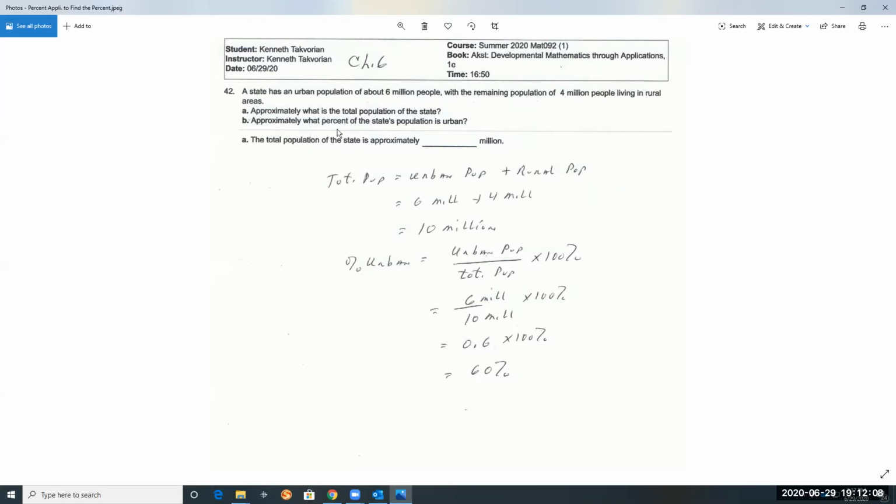What percent of the state's population is urban? What part of all is urban? So to find the percent, we take the urban population quantity divided by the total population quantity. That's a fraction or a decimal. To convert it to a percent, we multiply by 100%. So 6 million over 10 million, which of course is 0.6. Converted to a percent, we shift the decimal point 2 places to the right.